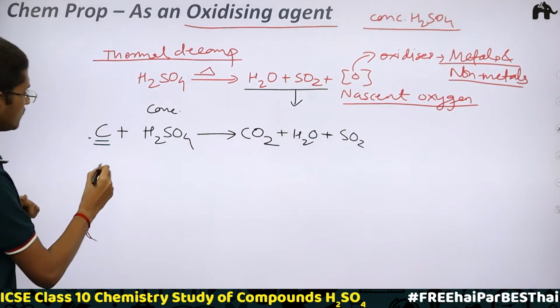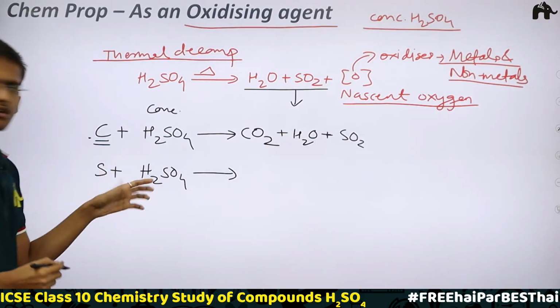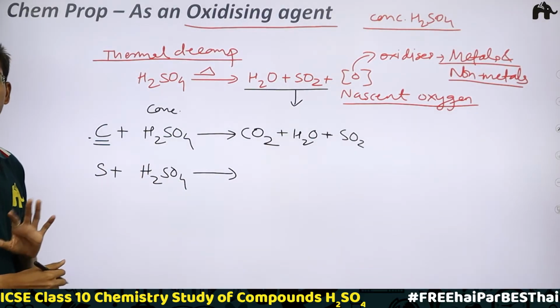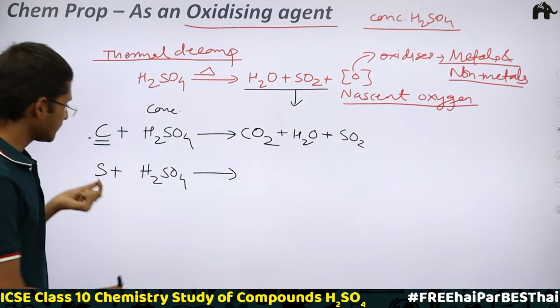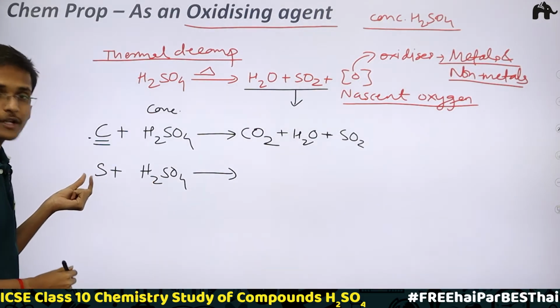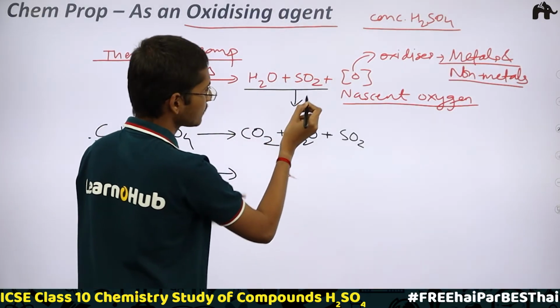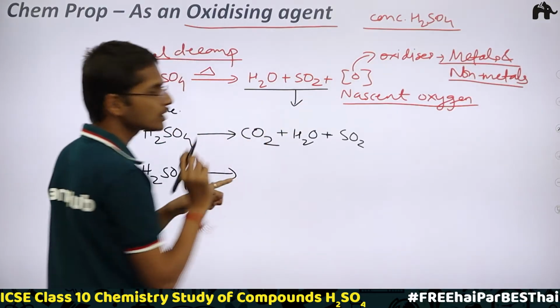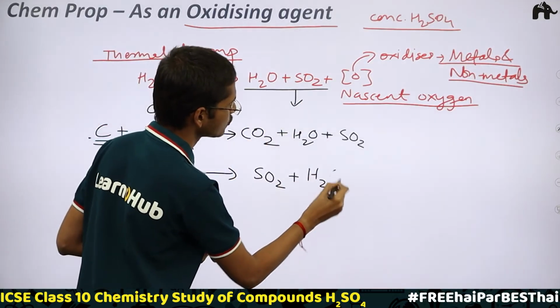Similarly, in the same way, it reacts with sulfur, concentrated sulfuric acid. Now you guess the products. You can pause it here and write the products. So what would the products be? Again, sulfur would get oxidized to SO2, correct? But apart from that SO2, H2O is also going to be formed. So simply the products are SO2 and H2O, right?